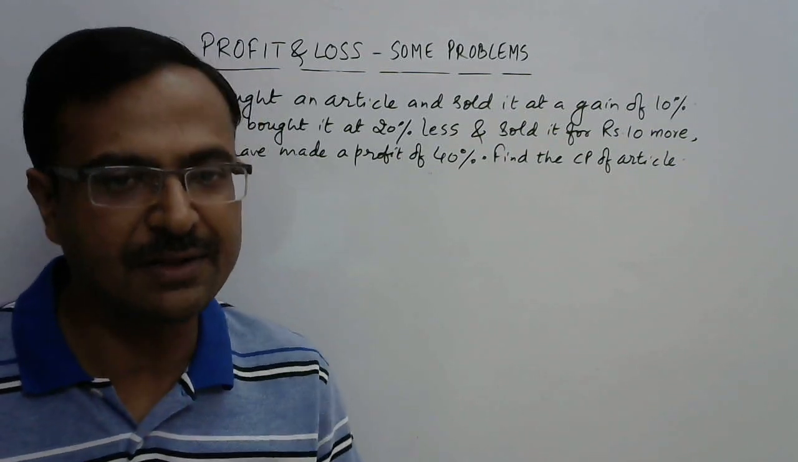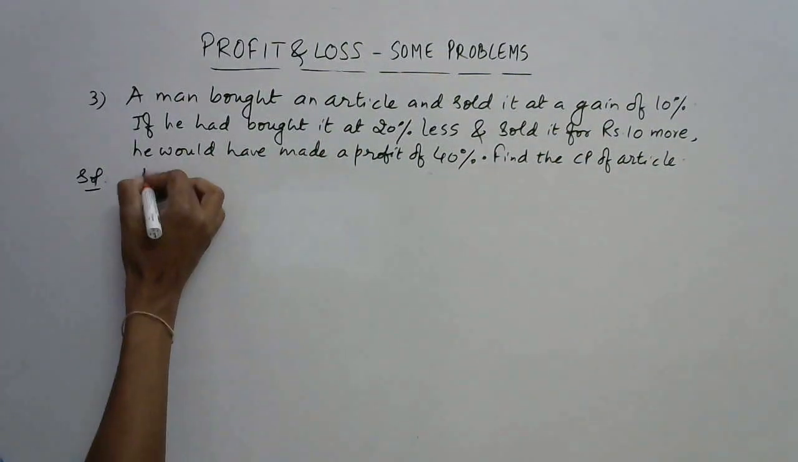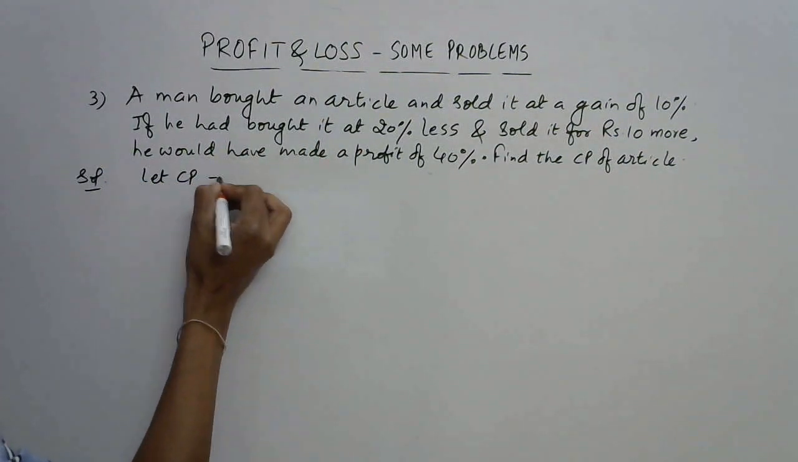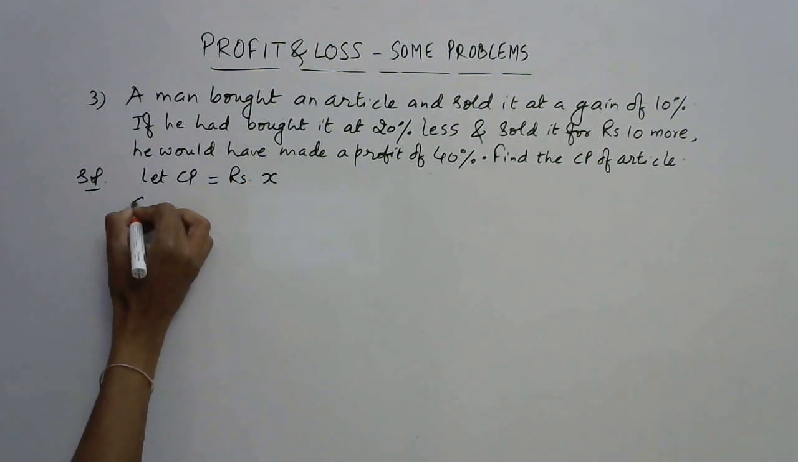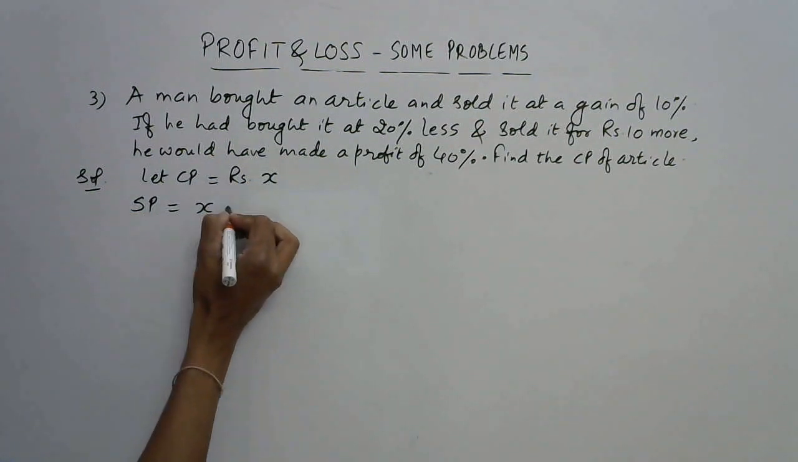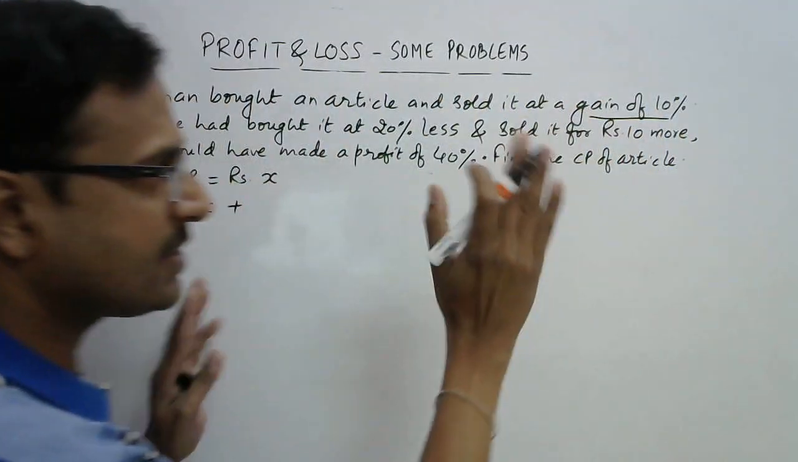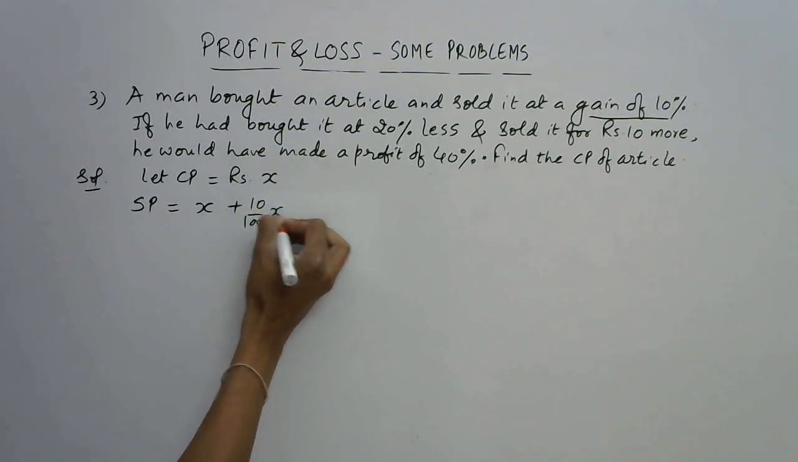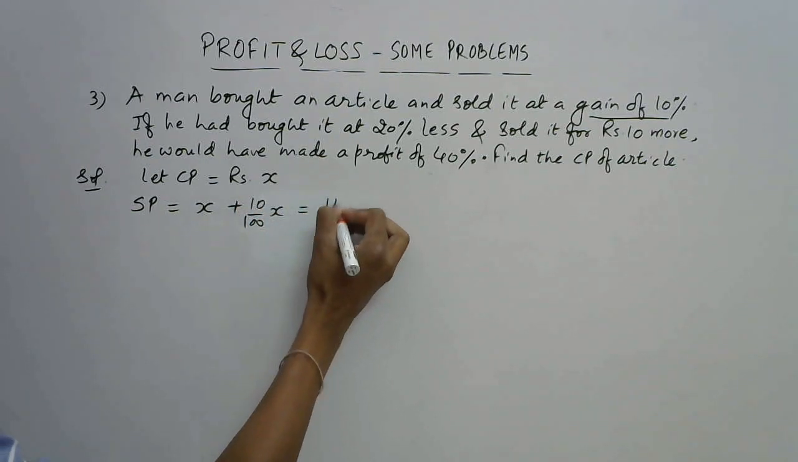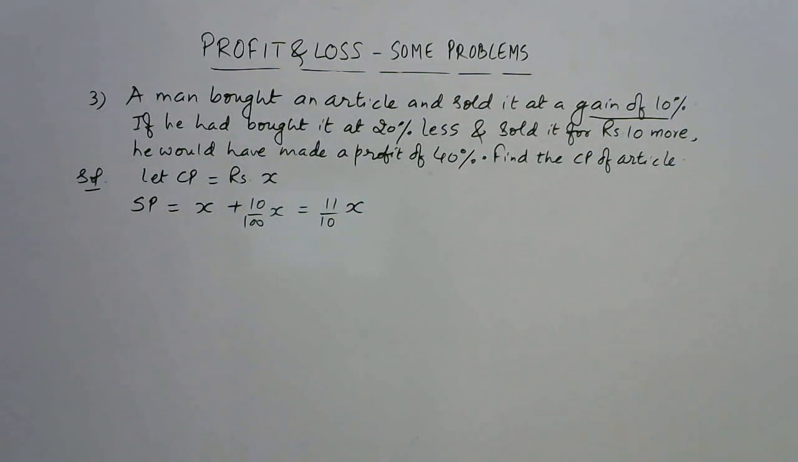That is what you need to solve this question. So let's consider the first situation first. We need to find the CP of the article. So let us assume that the cost price is rupees X. Now the selling price is X plus gain, and here we are given that the gain is 10% in the first case. So X plus 10% of X will be 110 upon 100, that is 11 upon 10 X. So this is the original selling price of the item.